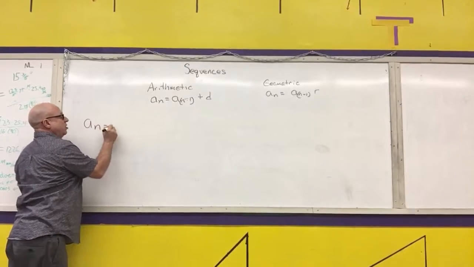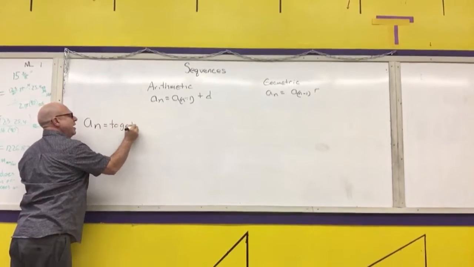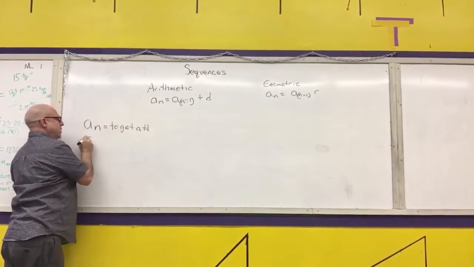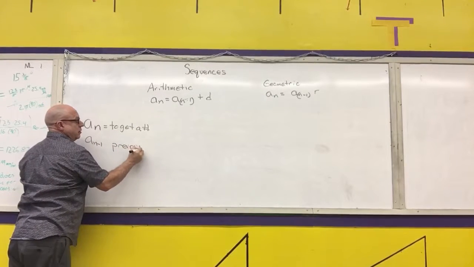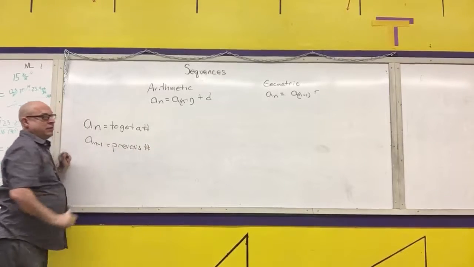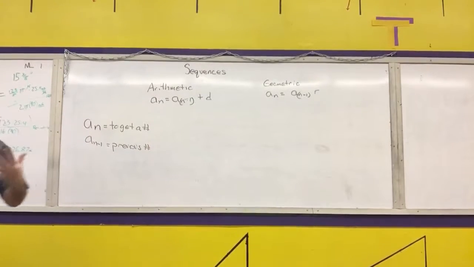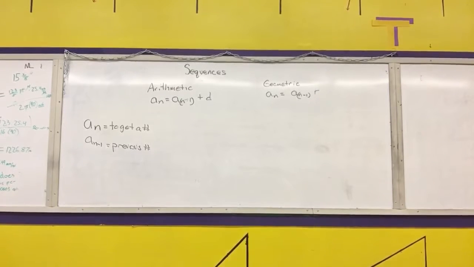A sub n is equal to get a number. A sub n minus 1 means previous number. In words, that's what those things mean. To get the nth number, the fifth number, if a sub 5 would be the fifth number, I would take the previous number from 5, which is 4. I'd use the fourth number and add the common difference. For a geometric sequence, I would take the previous number and multiply it by the ratio.